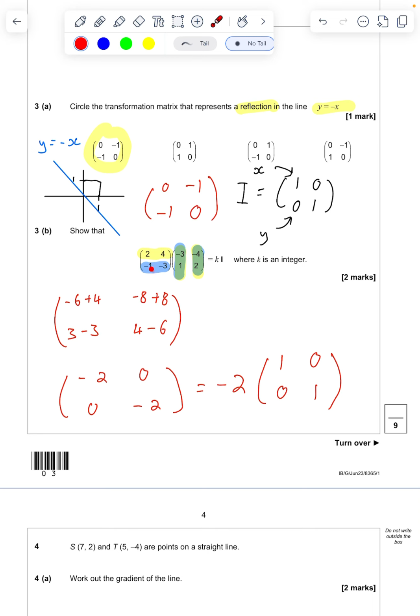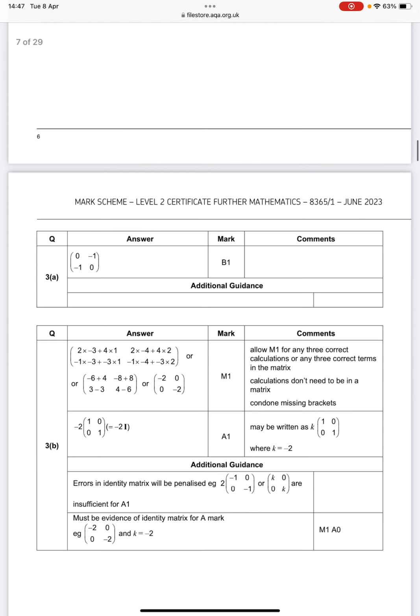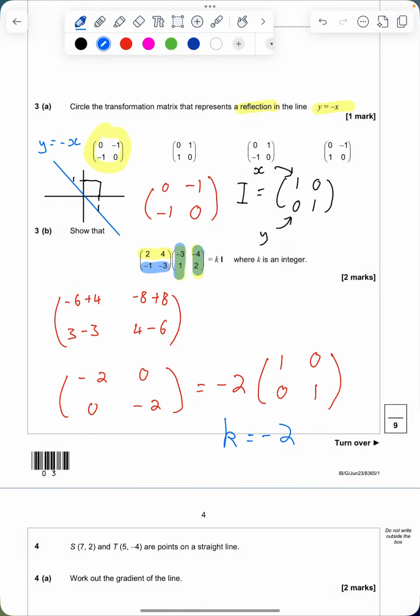So I've shown that if you multiply these together, you get the identity matrix times by a constant value, which is minus 2. So my microphone is falling over. So K is minus 2. Okay, but I've already shown that in the question, so that's fine. Good. And let's just go and check the mark scheme. So 3A, good, and then 3B, yeah, we can see they've got the minus 2. Good.